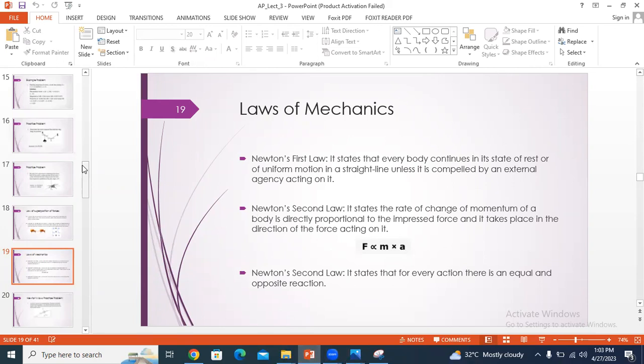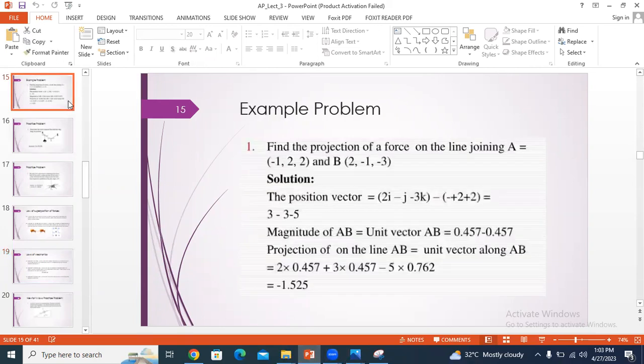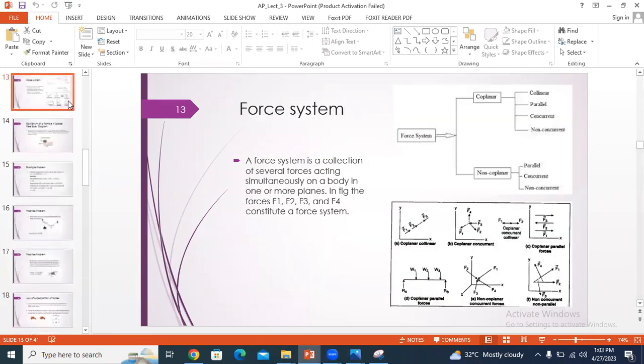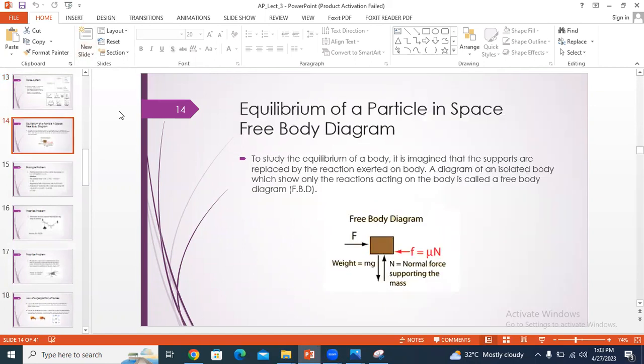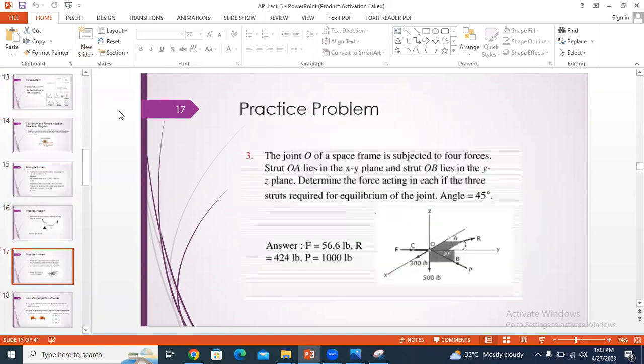In the previous session, we discussed the concept of force, mechanics, applied mechanics, and its application in applied physics. These are the basic concepts we discussed in our previous session. So force system, equilibrium, free body diagram, and the concept of force in a free body diagram we discussed.